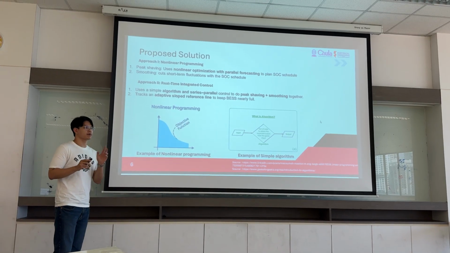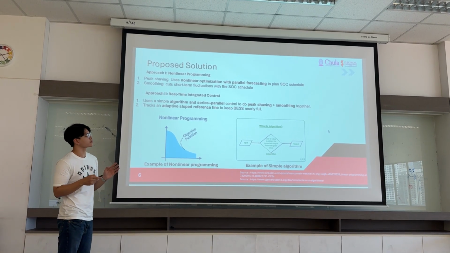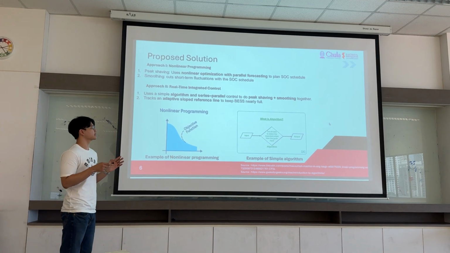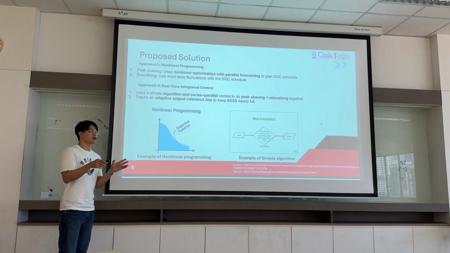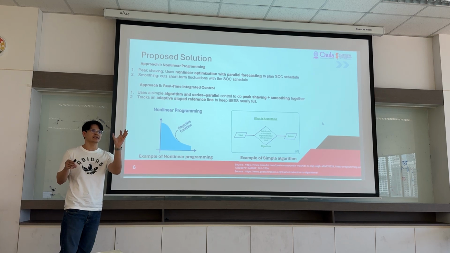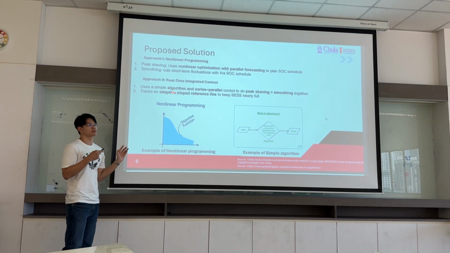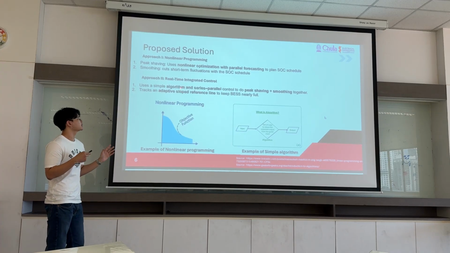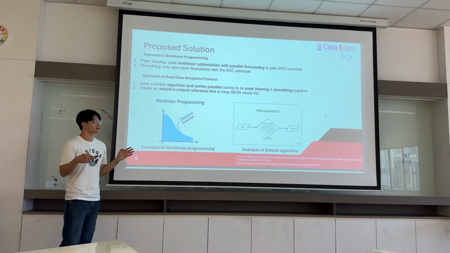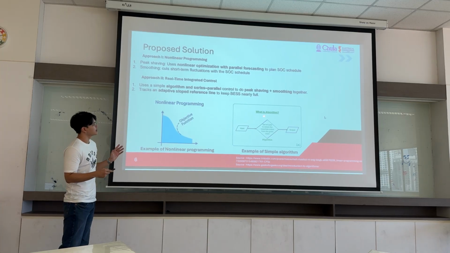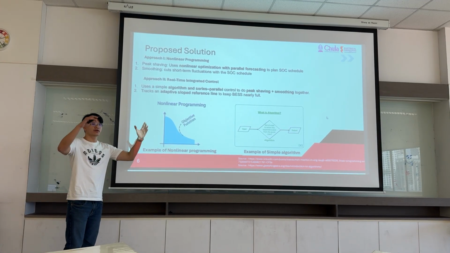Next, we have two methods, approach 1 and approach 2. For approach 1, we use nonlinear programming plus parallel forecasting to plan an SOC schedule for peak shaving. And when we have the SOC schedule, we use it to control the short-term fluctuation for smoothing. In the other one, we use real-time integrated control. For the real-time integrated control, we use a simple algorithm. This is an example of the simple algorithm.